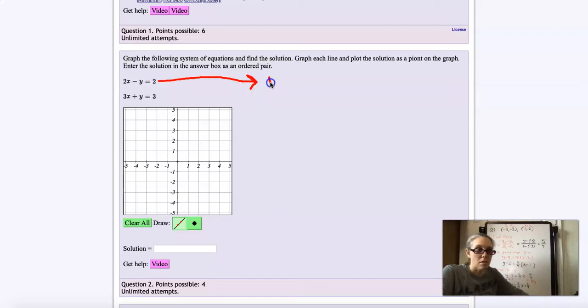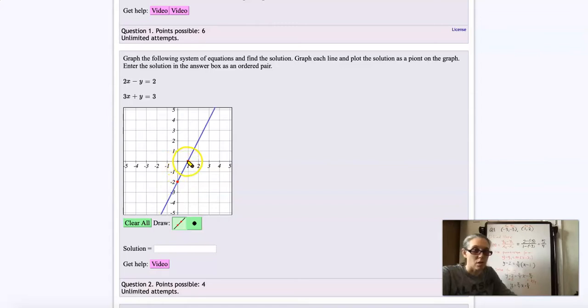One method is to get y all by itself. If you transform this first equation to get y by itself, you get y is equal to 2x minus 2. So if you have the equation y equals 2x minus 2, you can see that the slope is 2 and the y-intercept is negative 2. To graph that one, you start at the y-intercept negative 2, and you go up 2 over 1, up 2 over 1, and that gives you your equation.